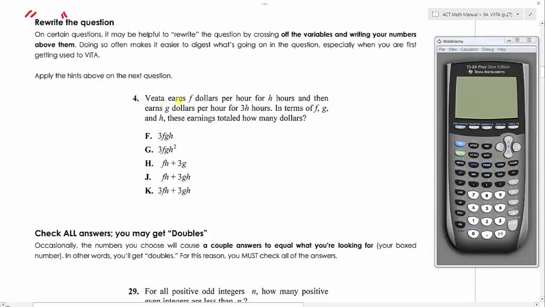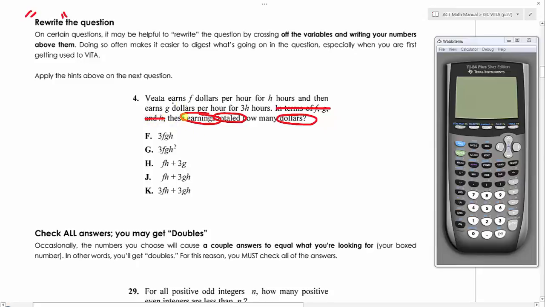VITA, it's an interesting name, earns F dollars per hour for H hours and then earns G dollars per hour for 3H hours. In terms of F, G, and H, these earnings totaled how many dollars? So let's do totaled earnings totaled dollars. So how many dollars did the earnings total? So we have first of all this "in terms of" phrase here, which we just said we want to cross off. So we're actually going to cross off the "in terms of," and then remember we said cross off every variable that follows.